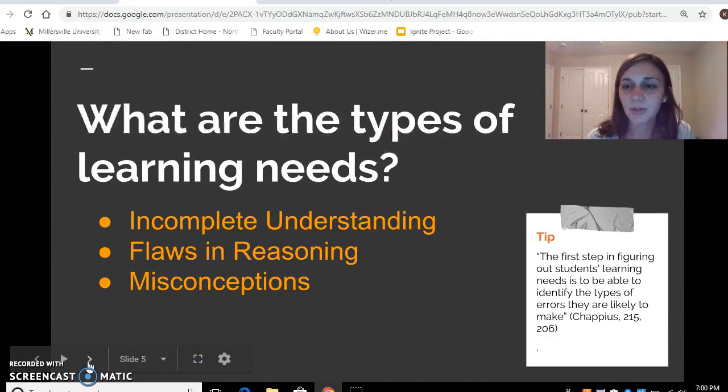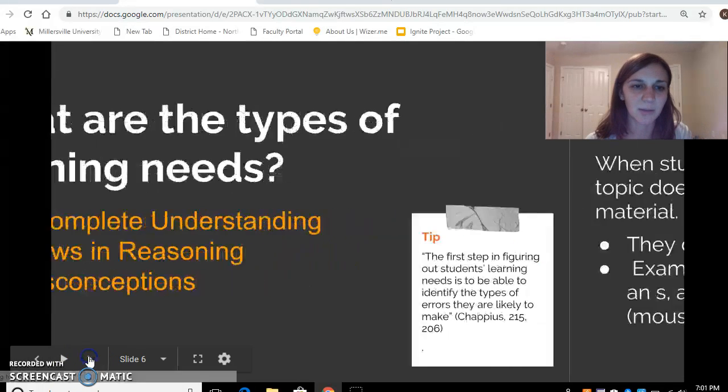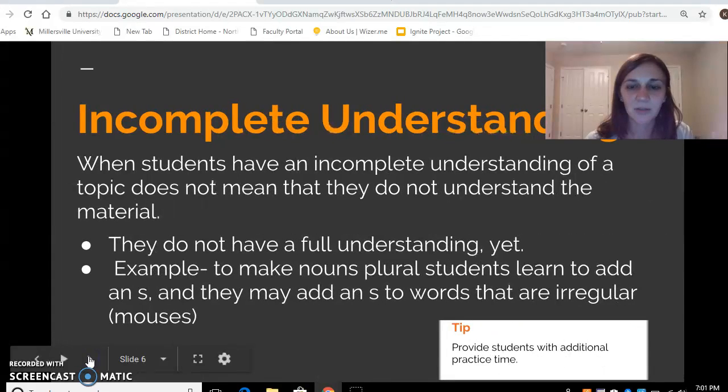So the different types of learning needs that can be identified are incomplete understanding, flaws in reasoning, and misconceptions. And the quote that I have here is, "The first step in figuring out students' learning needs is to be able to identify the types of errors they're likely to make." Incomplete understanding means they just don't have a full understanding yet. They know what the main idea is, but they may just be using it slightly incorrectly, and that just takes practice.